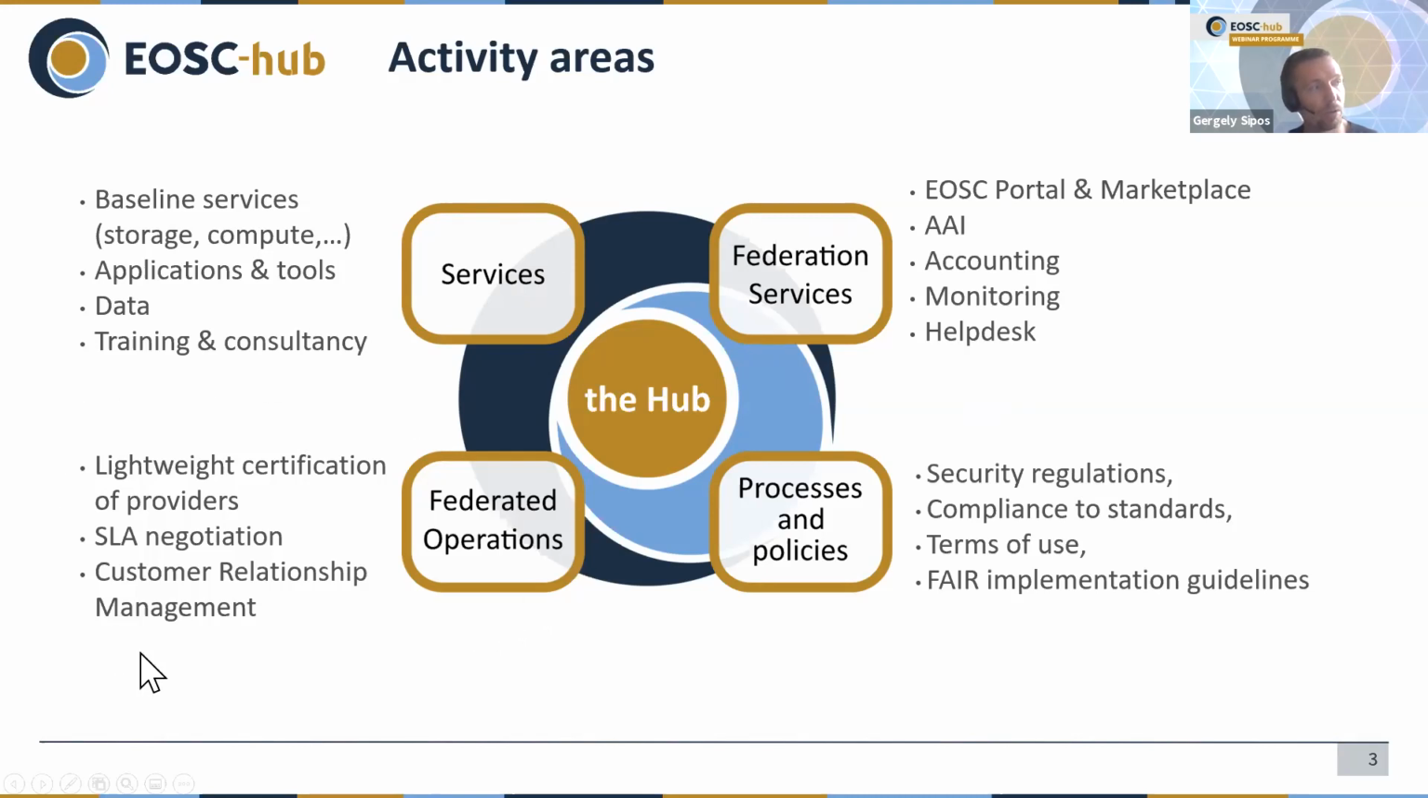The third area of work is the Federated Operations, which is based on a lightweight certification scheme that is used by the providers to ensure user-driven and customer-driven delivery of services, which covers topics like providing service level agreements, offering customer relationship management processes. And the fourth area of work is harmonizing policies, rules, compliance across the whole ecosystem in order to simplify the landscape for EOSC users who want to access services for open science from different communities or different providers. These processes and policies are harmonized and made available as recommendations or as rules to implement for the providers who join the ecosystem.